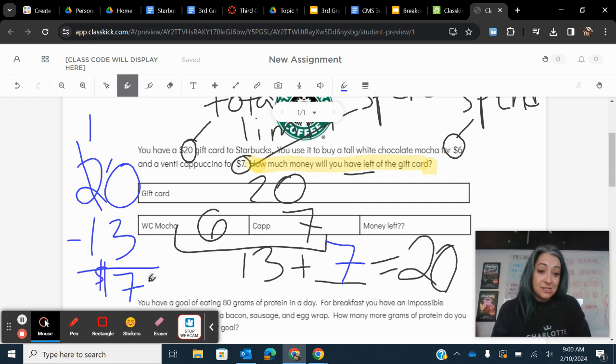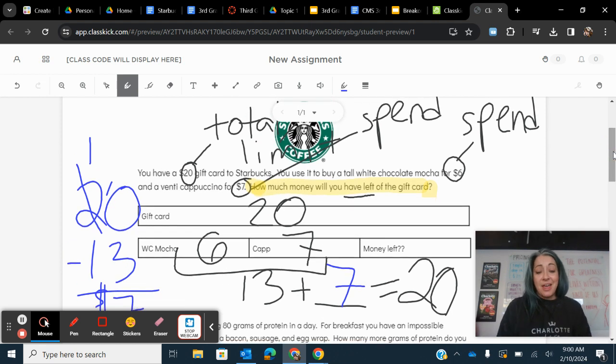So you can see you can solve this either way, depending on how you're looking at it. You can also solve it by subtracting 20 take away 6, 20 take away 7. That works too, to get to your final answer. So just make sure that you are answering what the question is asking, which for this one is how much money you have left, and that you are using all of the numbers in the problem to represent what is happening in the story problem.